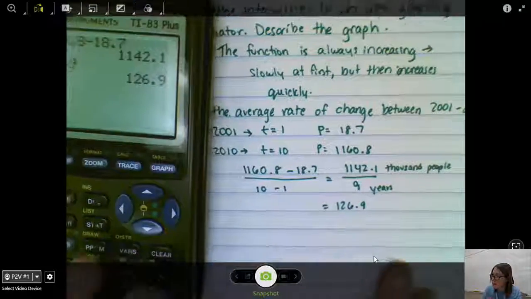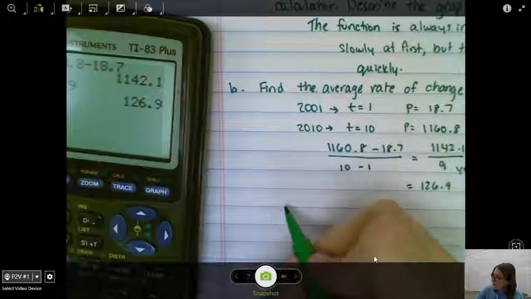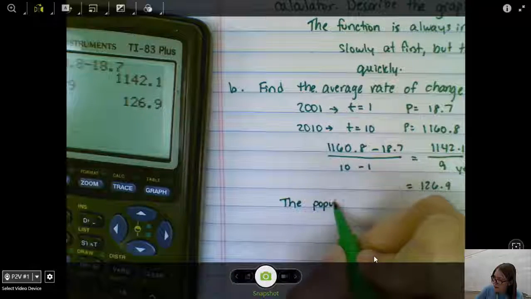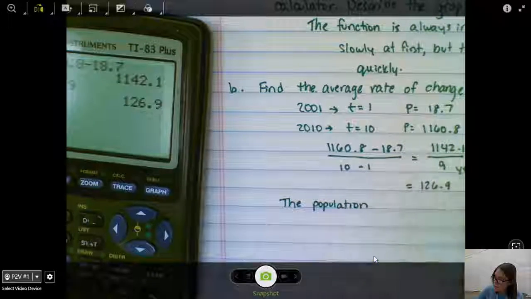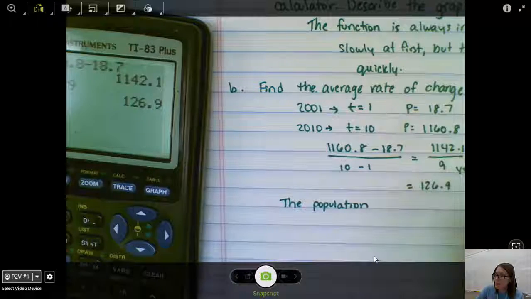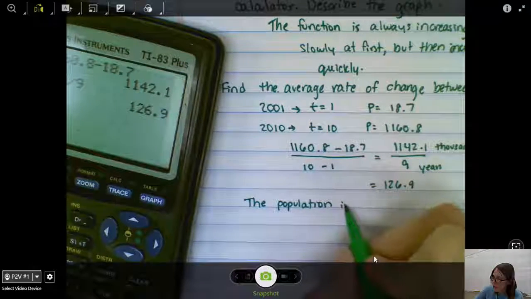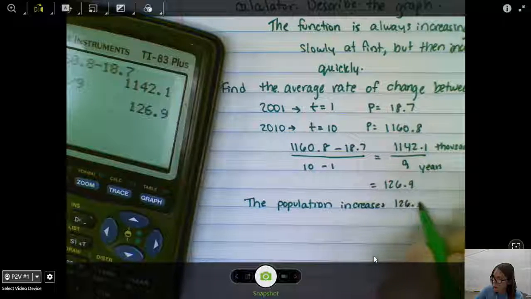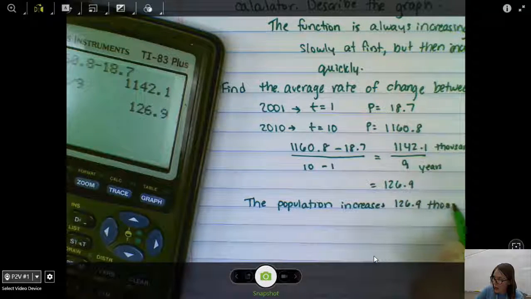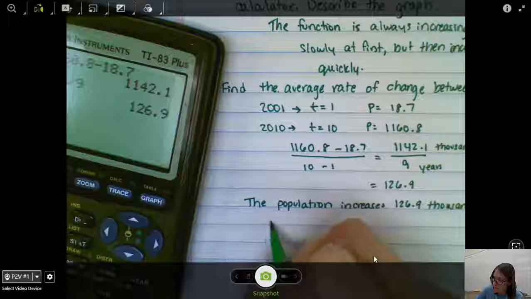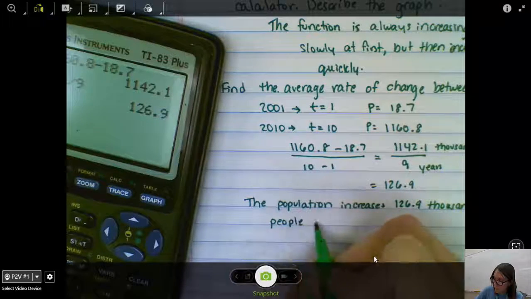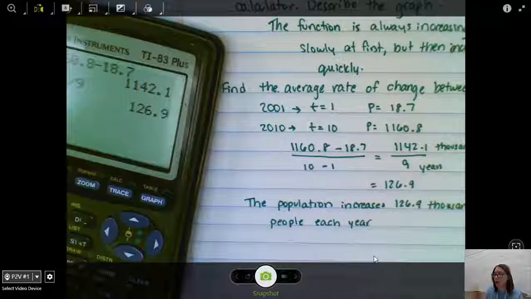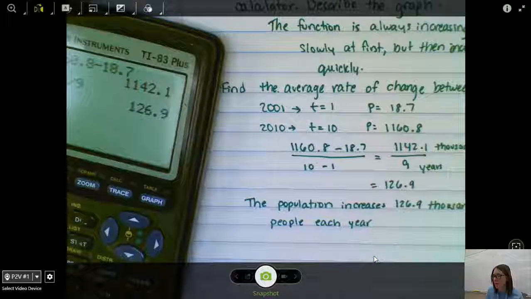Finally, in the context of the problem, the population, since it's positive here, on average increases 126.9 thousand people each year. That's a pretty quick population growth.